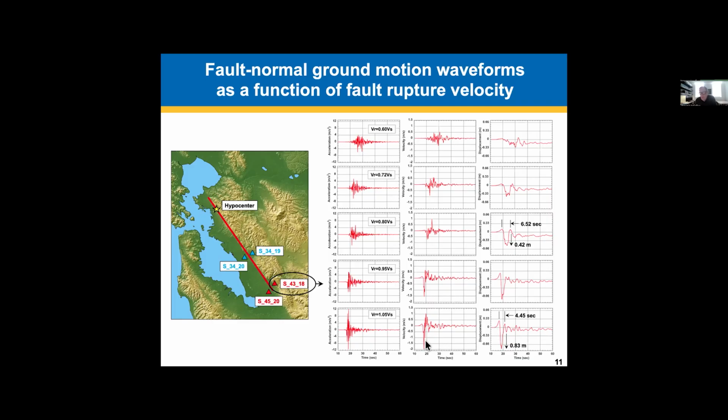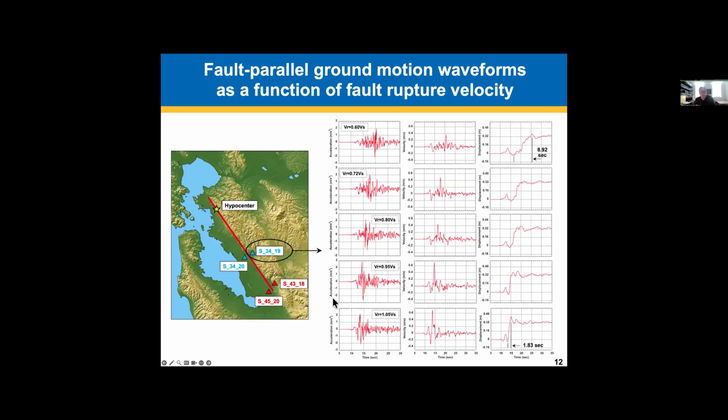And I'll show you an example of why that is in just a moment. This is the velocity. Also, the pulse gets much, much larger. Some of these, the acceleration doesn't grow that much. It does a little bit here, but if you look at the fault parallel, there's very little growth in acceleration with the higher rupture velocity.